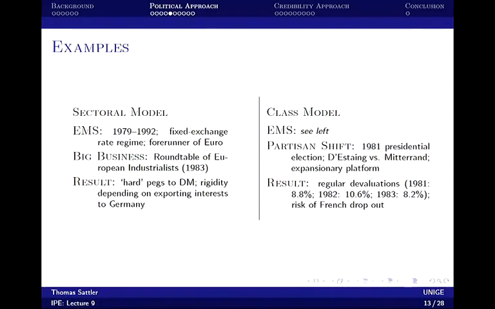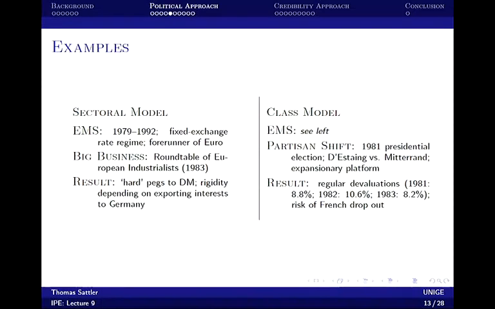But now we move in opposite directions. France is now governed by a socialist, and Germany is now governed by a conservative. And the German government made pretty clear, we're not going to change our policy. Mitterrand said you should also have a more expansionary economic policy, and Kohl said, no, we don't do that. So France had the option between staying in the system and changing its policy or dropping out.